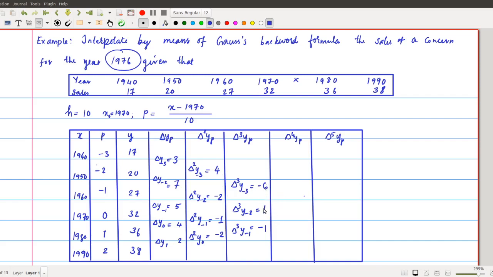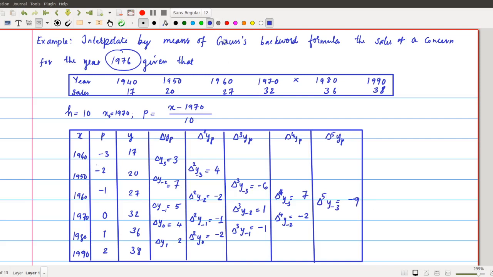Now take the difference, 1 minus of -6, so that will be 7, and -1 minus 1, that is -2, and this will be delta raised to 4 y minus 3. This is delta raised to 4 y minus 2. Okay, now take the difference of these two, that is -2 minus 7, that is -9. This is delta raised to 5 y minus 3. So these are the values.